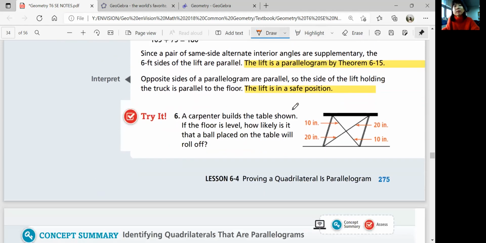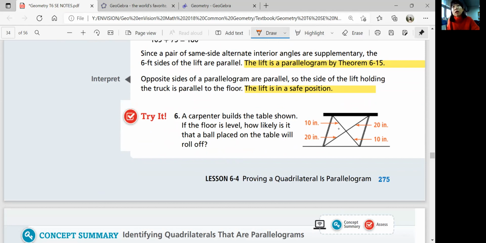Okay, so try number 6. A carpenter builds the table shown. If the floor is level, how likely is it that a ball placed on the table will roll off? Okay, which means, is it parallel or is it kind of slanted? So the ball rolls off. Okay, so see if it's a parallelogram. Basically, check if it's a parallelogram.